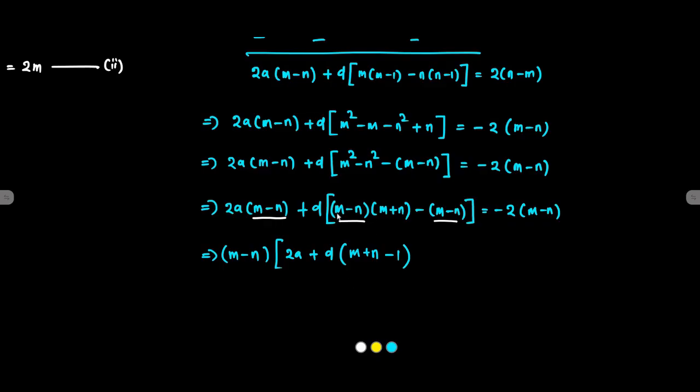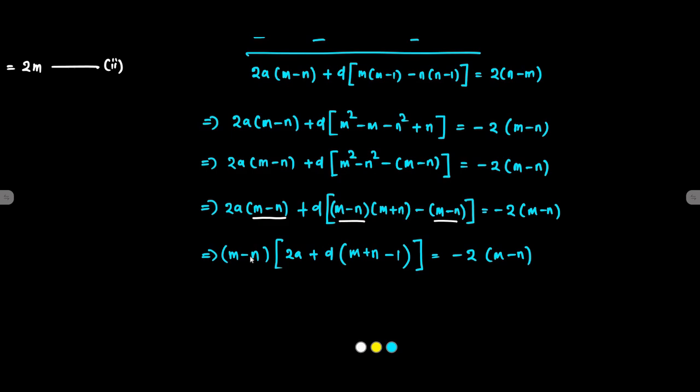We take common. So if we take m minus n common here, it will be d into m plus n minus 1. So throughout, I have taken all together: m minus n into 2a plus d into m plus n minus 1 is equal to minus 2 into m minus n.